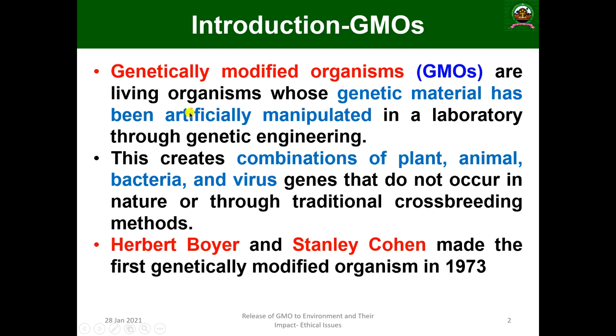These are living organisms whose genetic material, especially the DNA or gene, has been artificially manipulated in a laboratory through a process called genetic engineering, or recombinant DNA technology. And this creates combinations of plants, animals, and microorganisms such as bacteria, viruses, and their genes that do not occur in nature through traditional crossbreeding approaches.